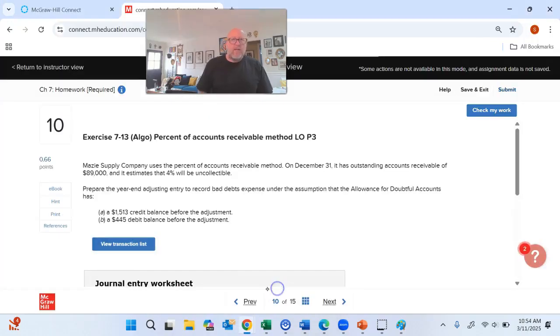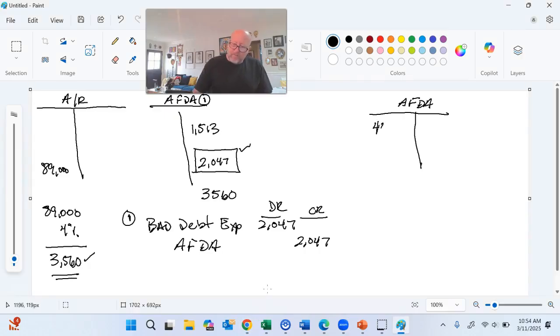However, the second scenario, B, is saying that the allowance for doubtful accounts has a debit balance of 445, right? And what we need to do is get it to 3,560. The reason it has a debit balance is that in the previous period, we experienced more write-offs than we thought we would, or than we normally do. And it could be a whole host of reasons.